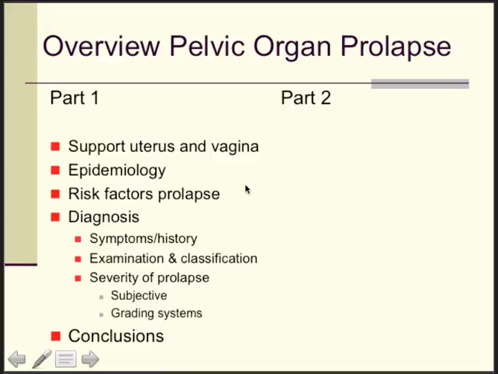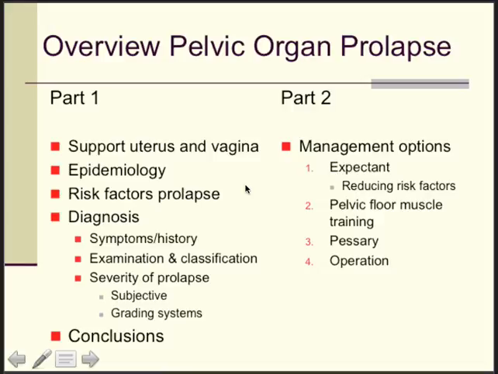At examination, how do we classify prolapse and how do we determine the severity of prolapse? It can be done in 2 ways: subjective by the woman herself, that's the most important part of course, and then a grading system used by doctors, and then a number of conclusions. Part 2 will focus on management options, as you can see here what options are available, which one should we prefer, and we finish as always with conclusions.